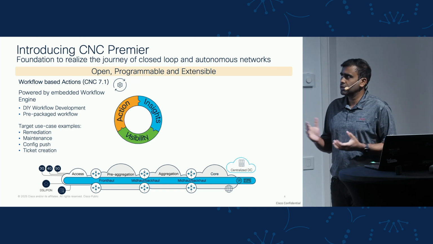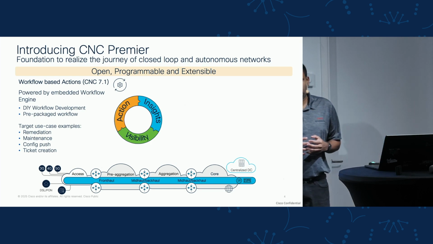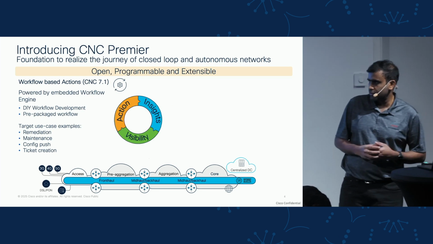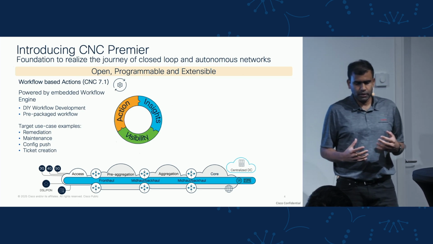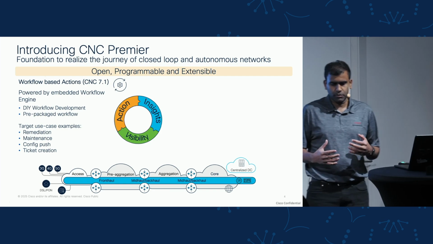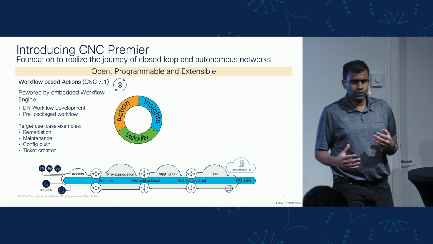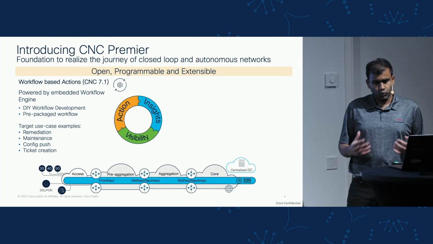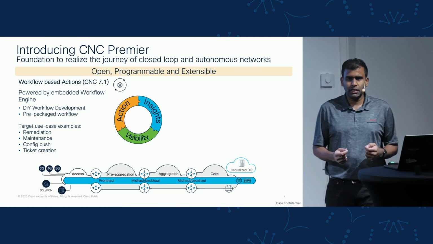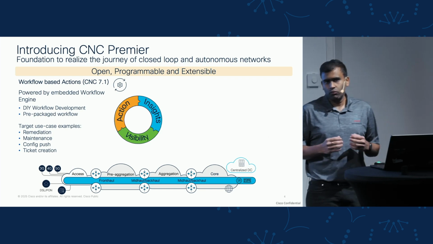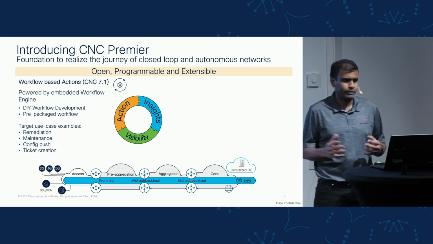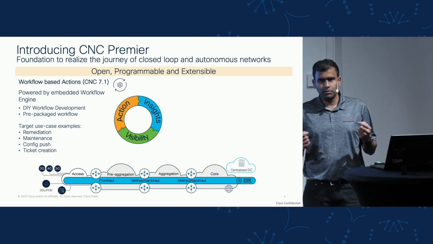So with that, I would like to introduce CNC Premier. I put a lot of stuff on the slide. It's a busy slide, I understand that. CNC Premier helps you get to your autonomous networks in an easier way. It's the foundation to closed loop and autonomous networks. It is open, programmable and customizable as well as extensible. We go by the formula, build it once, repeat it multiple times. So you can extend it multiple times and it's very much repeatable and scalable.